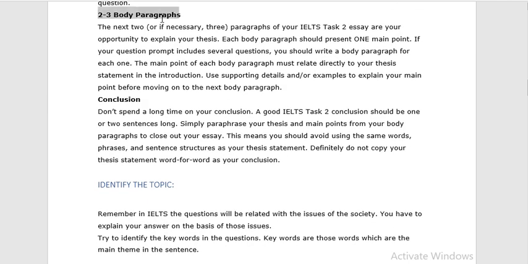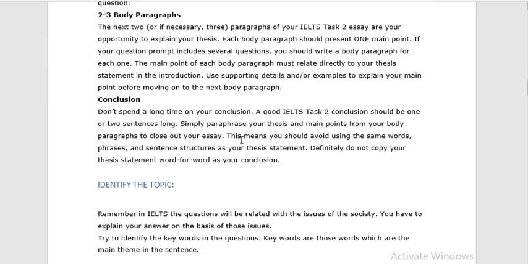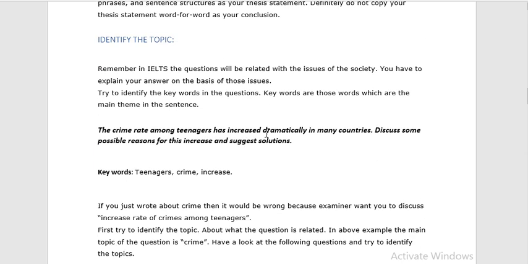Then two to three body paragraphs, and then your conclusion. So this is the overall body of your essay. The first paragraph is the introduction, then your body paragraphs, and then the conclusion.